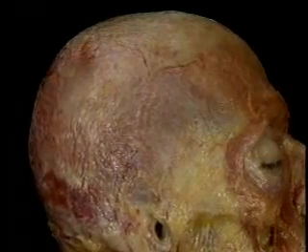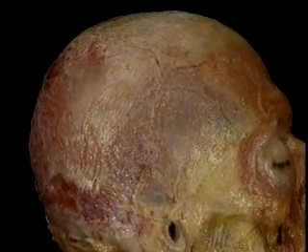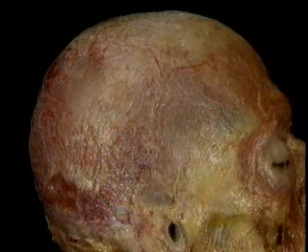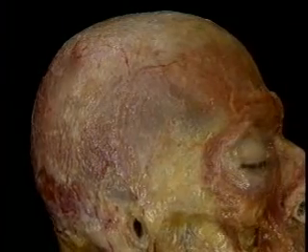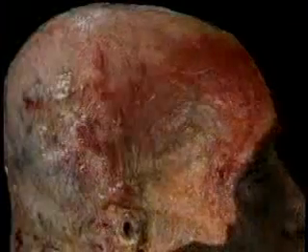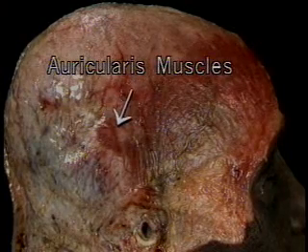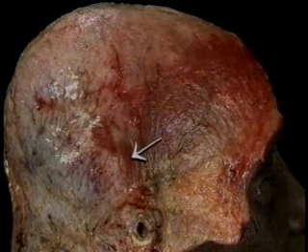On the side of the head, the epicranium is formed by this area of dense connective tissue, the superficial temporal fascia. In some individuals, as in this different specimen, the epicranium includes the vestigial auricularis muscles, which can move the external ear.